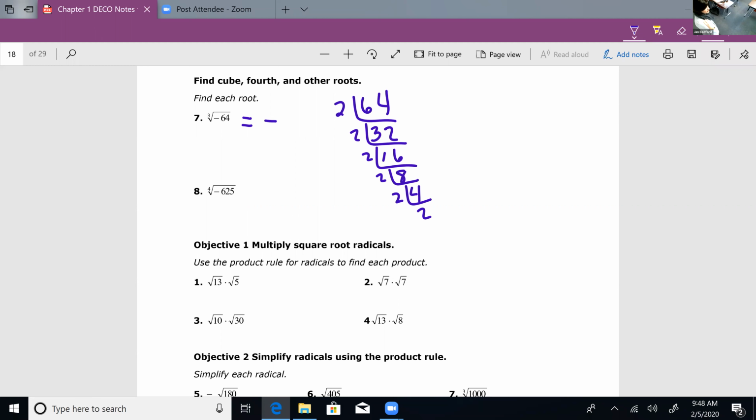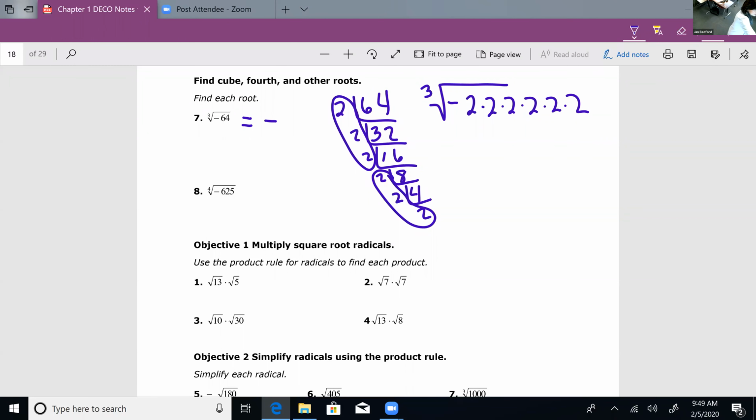And I was looking for something I could multiply together 3 times, but I have 1, 2, 3, 4, 5, 6 of these 2's. So here's what you do. My index is 3. I'm going to circle up 3 of a kind. And then I have another 3 of a kind. So think about it this way. If I was asking for the cubed root of some negative number that is 2 times 2 times 2 times 2 times 2 times 2, okay?